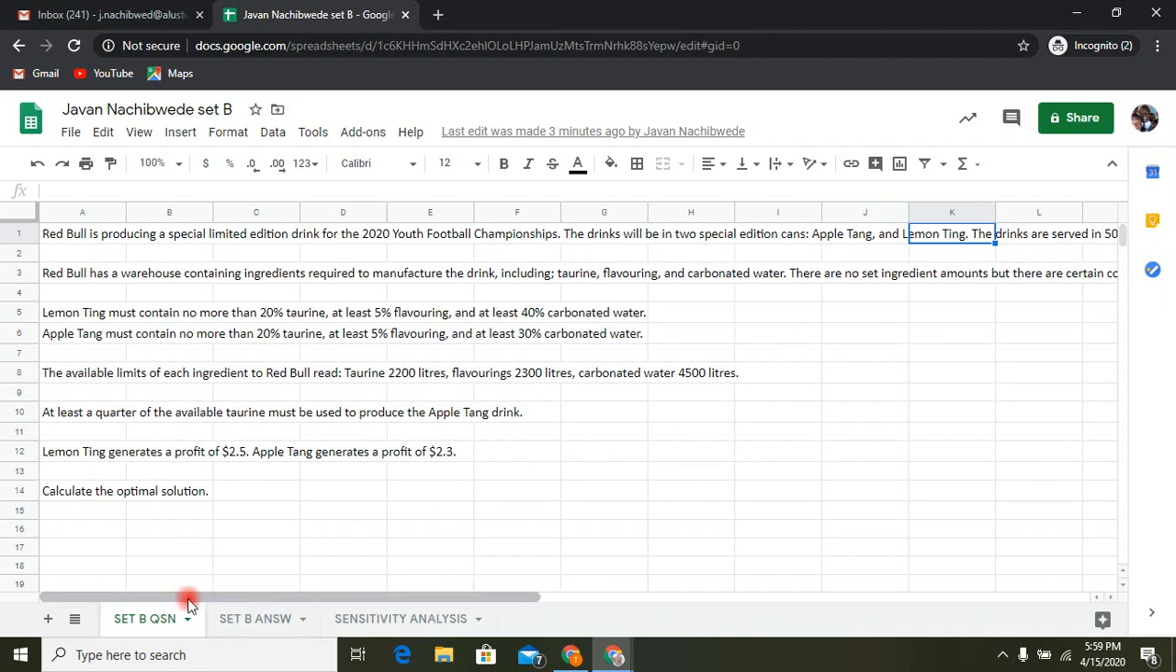Some of the ingredients, which will form part of the constraints, include taurine, flavoring, and carbonated water. They will be used to make the apple tongue and the lemon tongue. Also part of the constraints are the percentages by which the various ingredients feature in each, with the maximum, the upper limit, and the lower limit. Each product generates a profit, which gives us the objective: maximizing our profit. The whole question is to calculate the optimal solution.